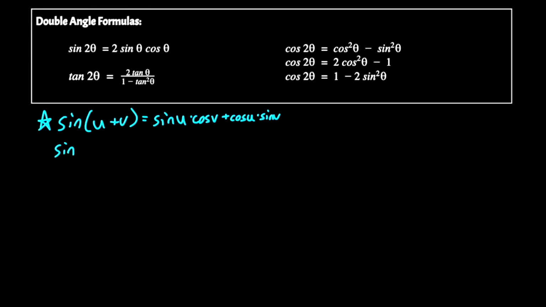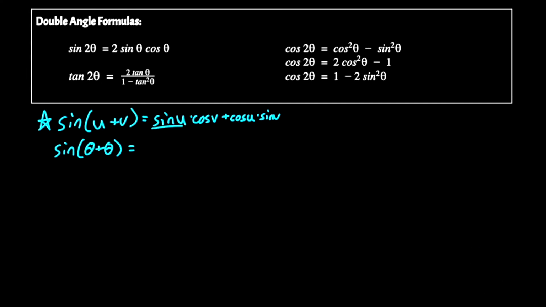So if I rewrote sine of 2 theta as theta plus theta, this starts to look a lot like this. It's just we don't have two different angles, u and v. We have two of the same angle, theta and theta. But we can still use this format to expand out what this would be.